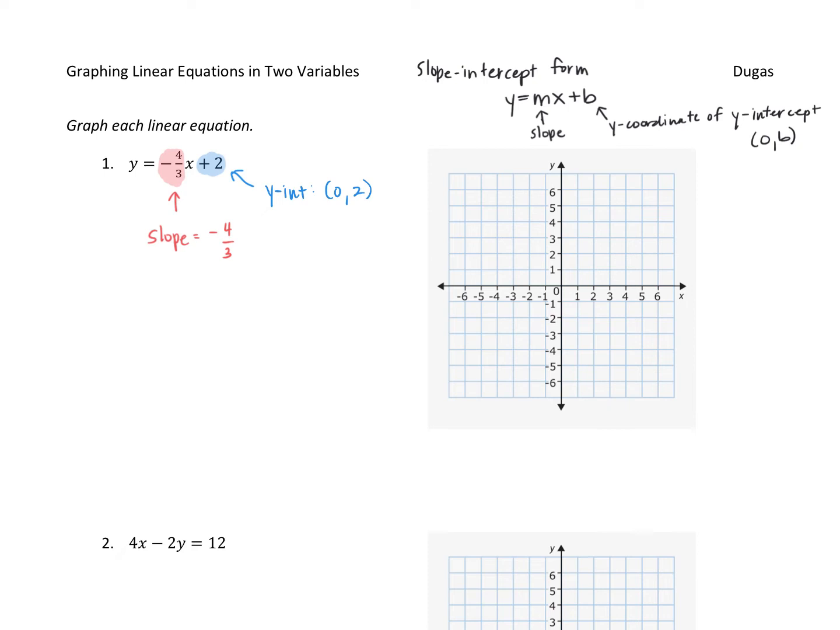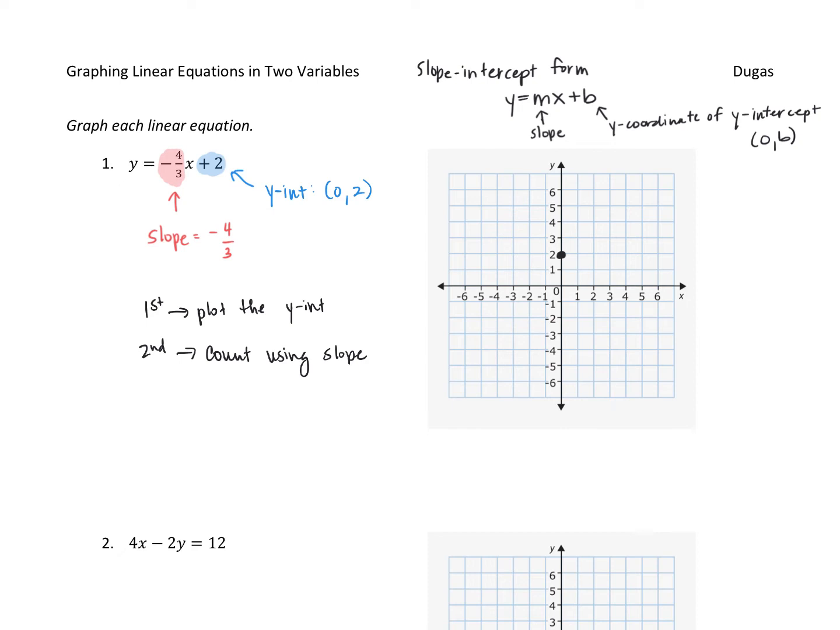Once you have that, it's very easy to graph a line. First step, plot the y-intercept. So you start with b, so (0, 2) is the y-intercept. That's your point on the y-axis. So there it is. And then second, count using the slope.